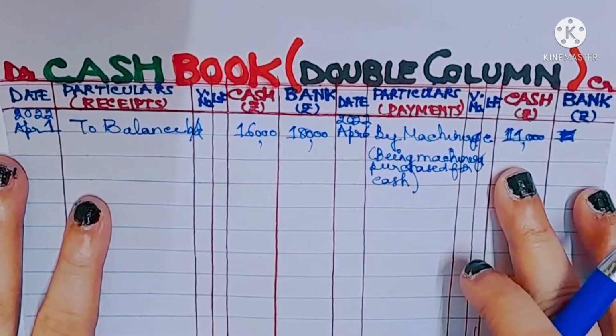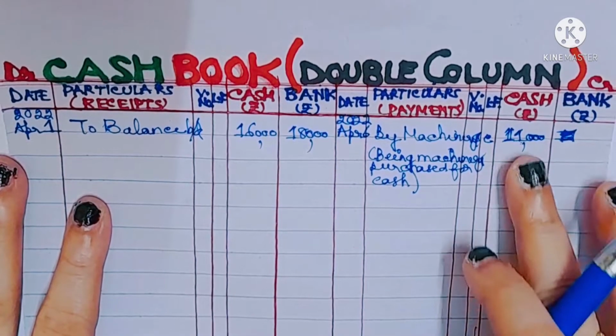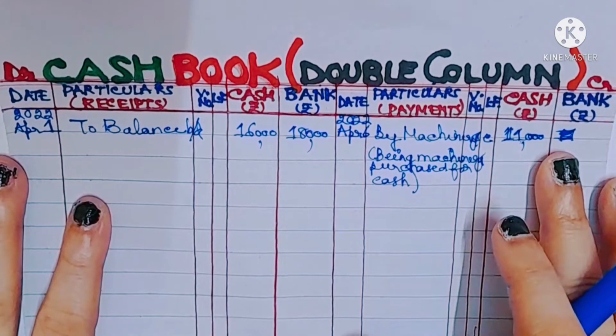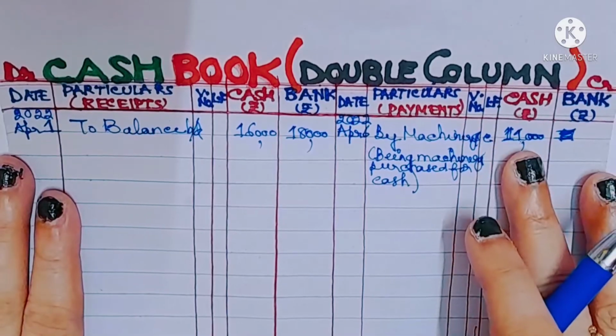Here, when machinery is purchased, cash goes out from the business. So cash account will be credited. So 11,000 will be credited. Okay. Now let's see the next transaction.